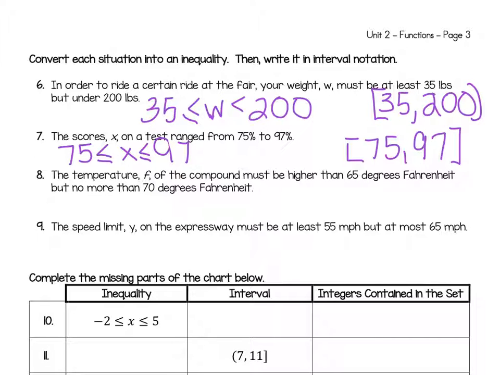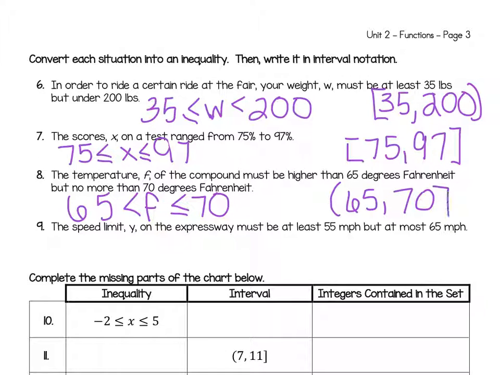The temperature F of the compound must be higher than 65 degrees. It must be higher. This temperature F has to be higher. Doesn't seem like it can equal, but no more than 70 degrees. Well, no more than means it can equal 70, but it must be below. Let's convert this to interval notation. 65 degrees Fahrenheit is not included, and that ranges all the way up to 70, which can be included.